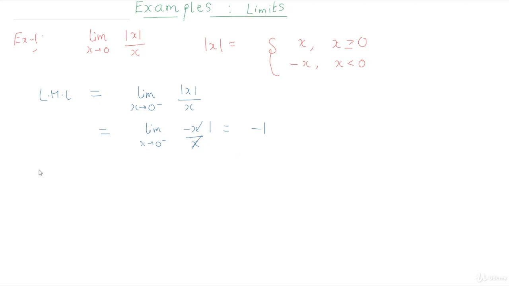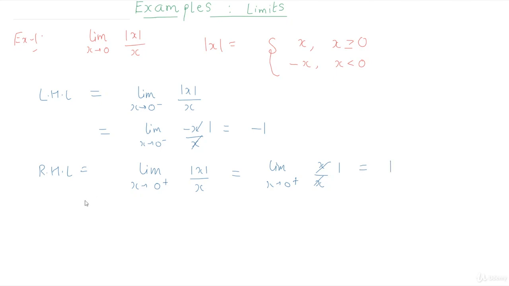Now let's focus on calculating the right hand limit. So the right hand limit will be limit x approaches to 0 positive of mod x over x. Now this mod x will open as positive x, since for values of x greater than or equal to 0, mod x is equal to positive x according to the definition. So we can simply write it as x by x, and we can cancel these since x is not equal to 0 here. So this limit will come as 1.